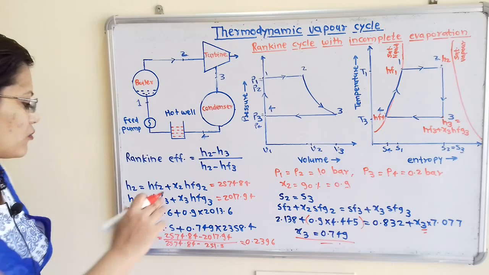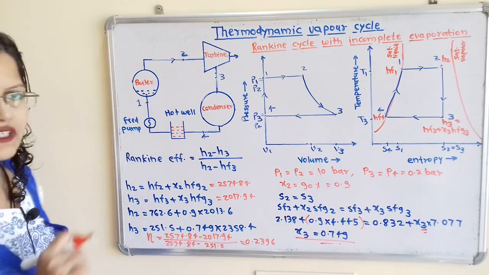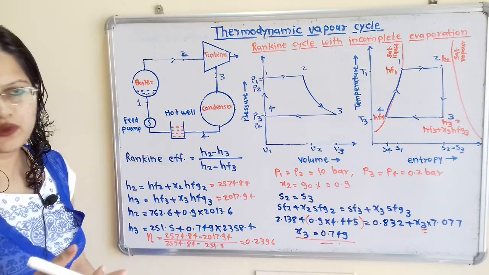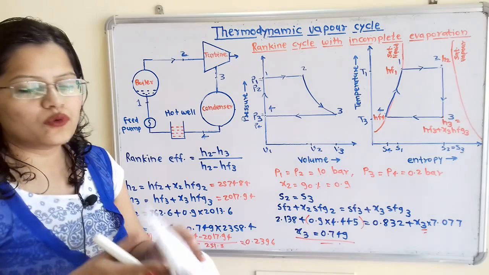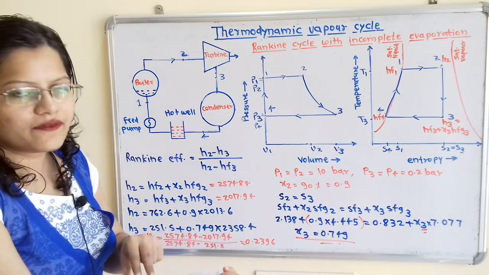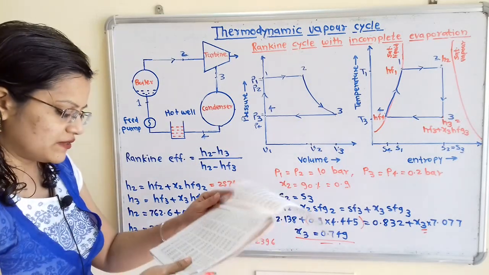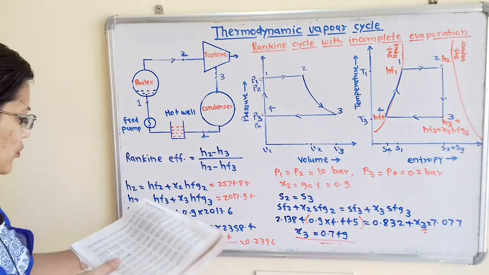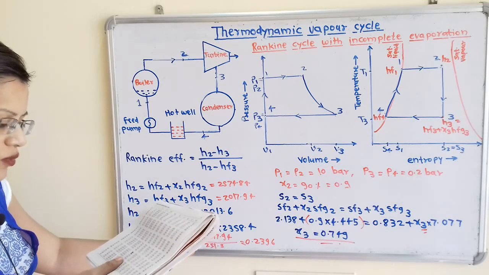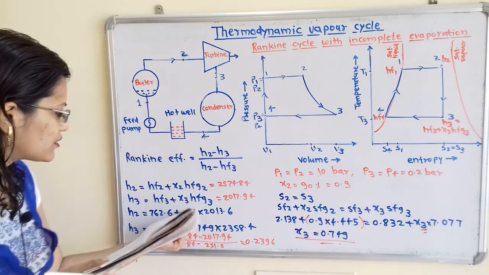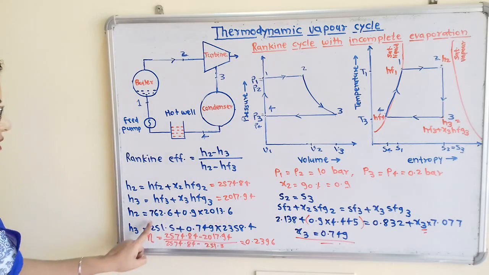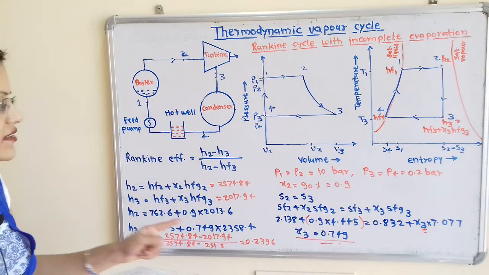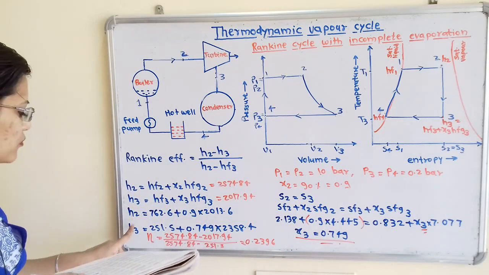Now we can easily calculate the values of H2 and H3. What is H2? We take HF and HFG at point 2, that is at pressure P2, for 10 bar. At 10 bar HF is 762.6 and HFG is 2013.6, and X2 is known. When we solve this, we get the answer 2574.84. In the same way, now H3 can also be calculated.